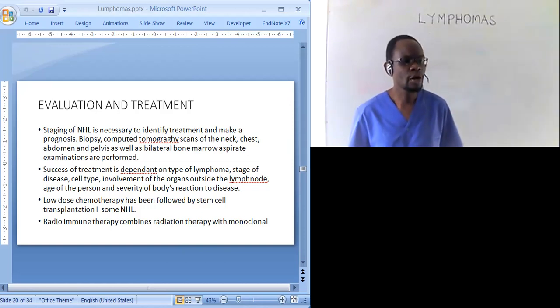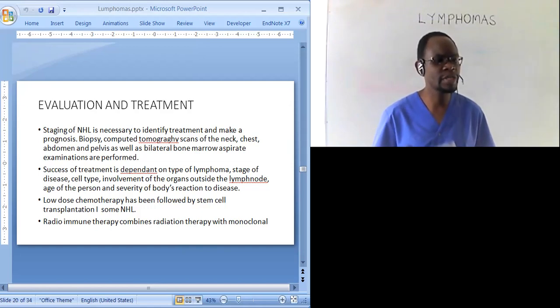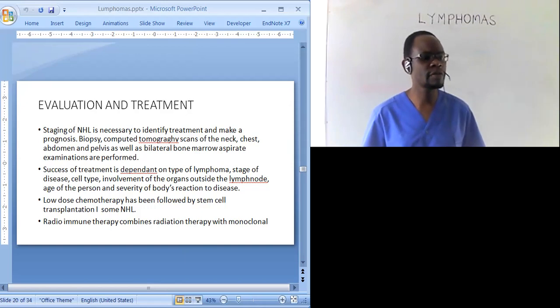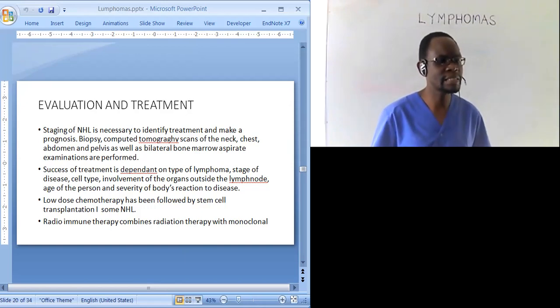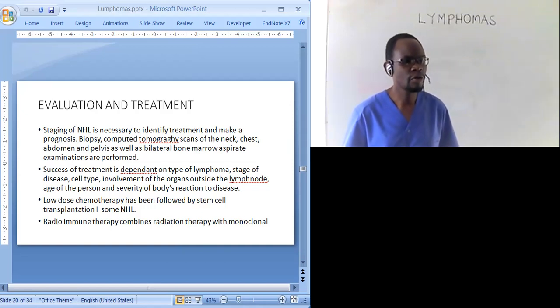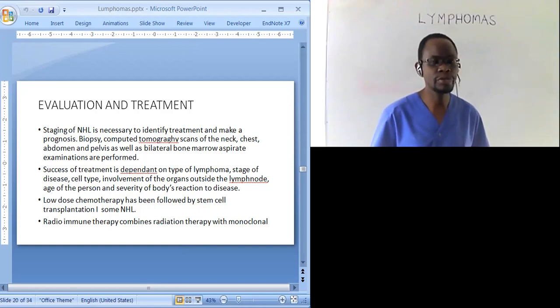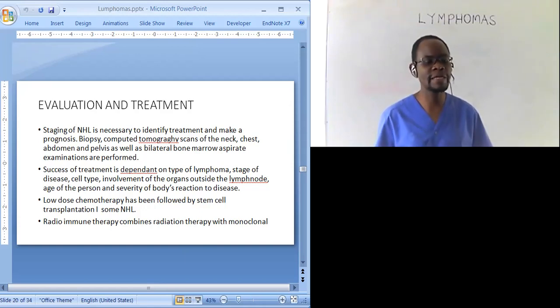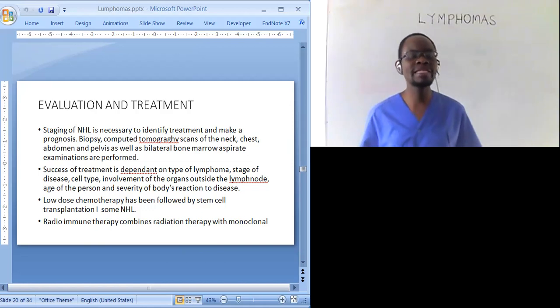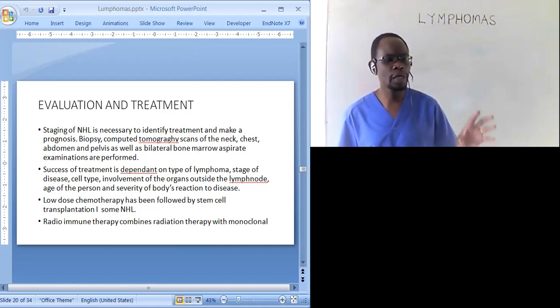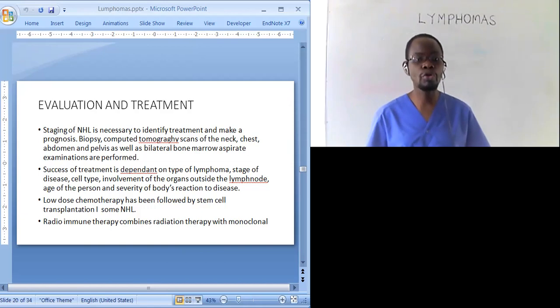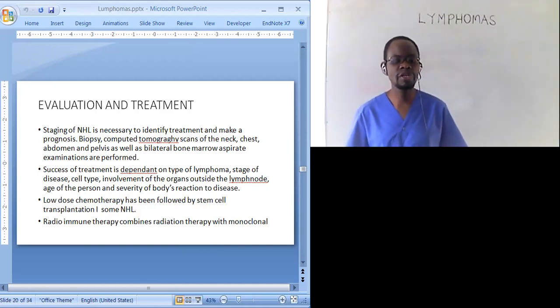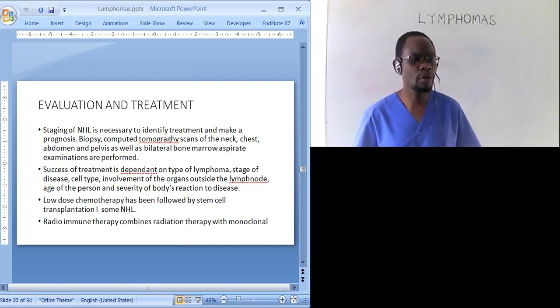So success of treatment is basically dependent on the type of lymphoma, the stage of the disease, the type of cells involved, involvement of organs outside the lymph node, the age of the person, and the severity of the body's reaction to the disease. So how you respond, or the success of the treatment, will depend on those conditions.